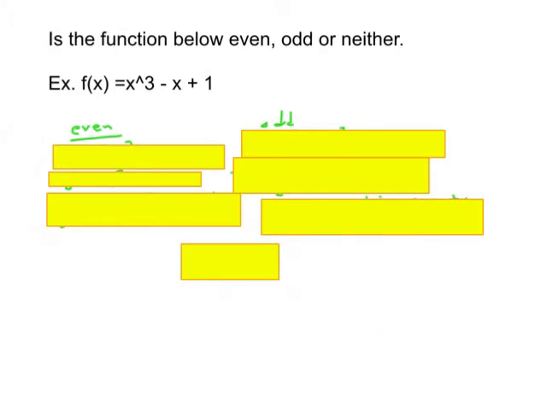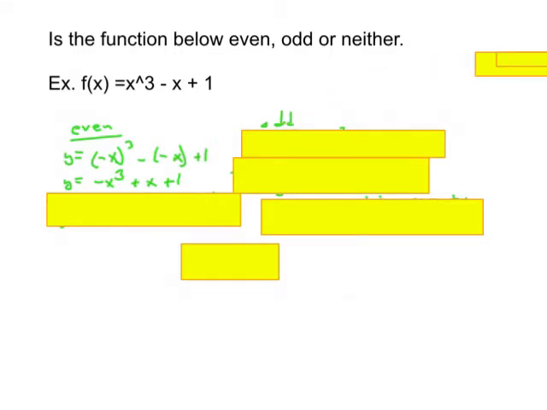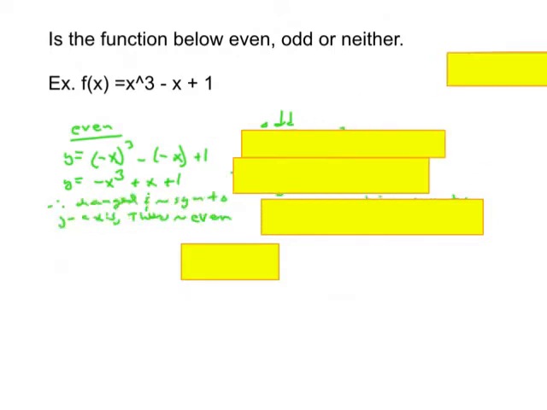Okay, for this example, I have f of x equals x cubed minus x plus 1. Let's see if this is odd, even, or if it's neither. So again, first thing I do is I plug in a negative x for x, then I'm going to simplify it, and now we're going to compare this here with what I have down there. And what did I see? Did it change it? Yes, it did.